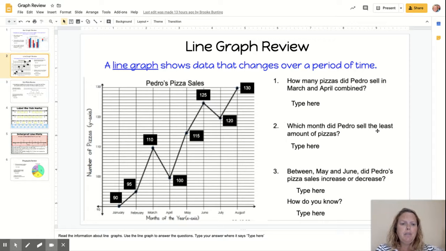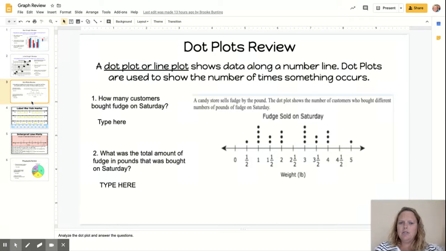Number two, which month did Pedro sell the least amount of pizzas? You just have to look at it, right? And you can tell. Between May and June, did Pedro's pizza sales increase or decrease? There's May, there's June. Did that increase, which means go up, or decrease, which goes down? And then how do you know?